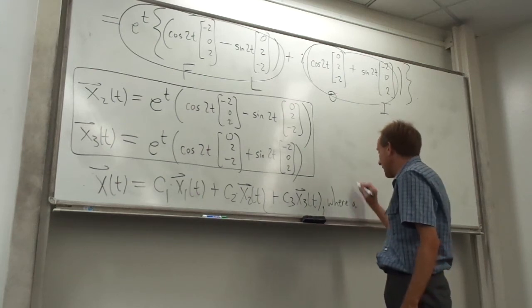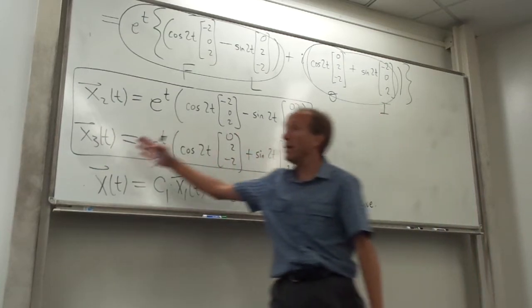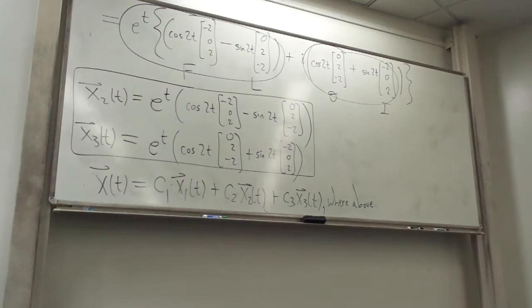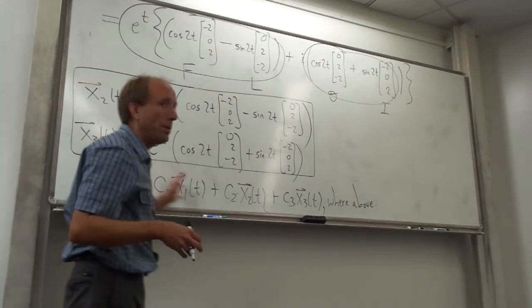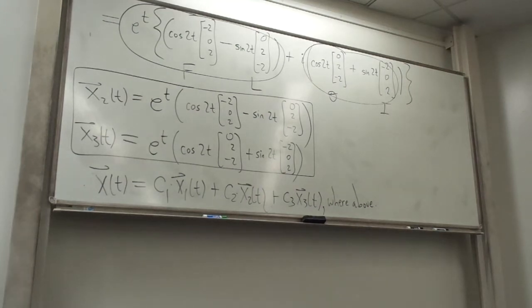Okay, and you can just say that where above. Now, if you're going to do that, guys, be careful. Make sure you did tell me what X1, X2, and X3 are. If you were sloppy and you didn't label things properly, then this is not going to be a good answer. But as long as I can go back and find X1, X2, and X3 above, I'll be okay with that. Does that make some sense? Okay, super.